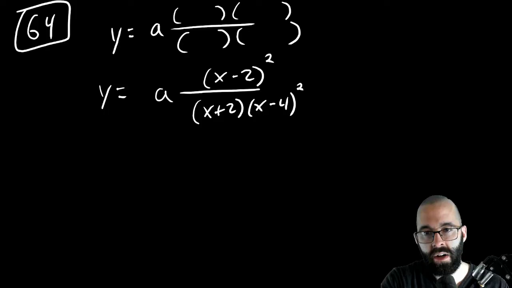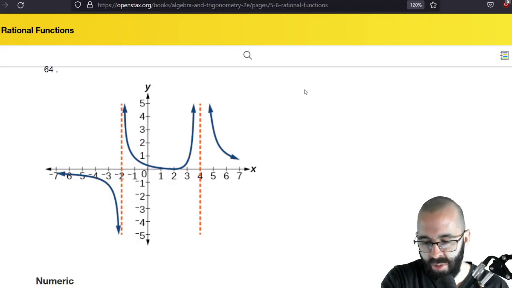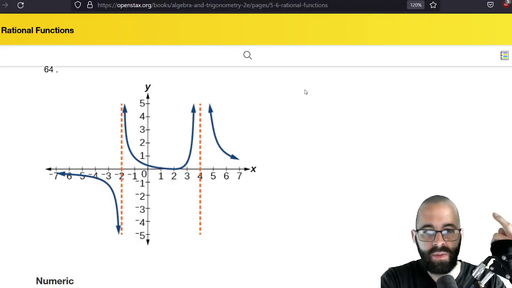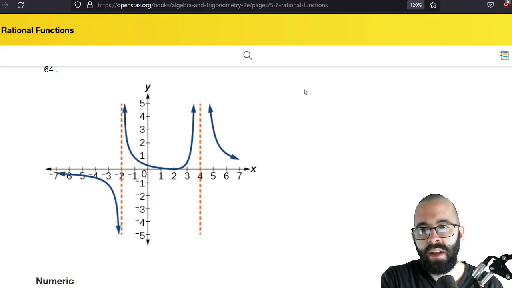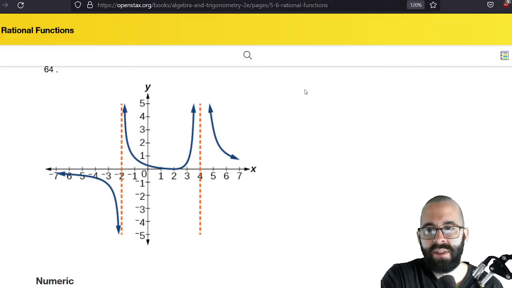The only thing that we don't know: I don't see any removable discontinuities. Look at steps 1, 2, 3 in the graphing section for everything you should be checking. And then it looks like there's a horizontal asymptote of 0. It's kind of hard to tell, but it looks like the horizontal asymptote is 0.